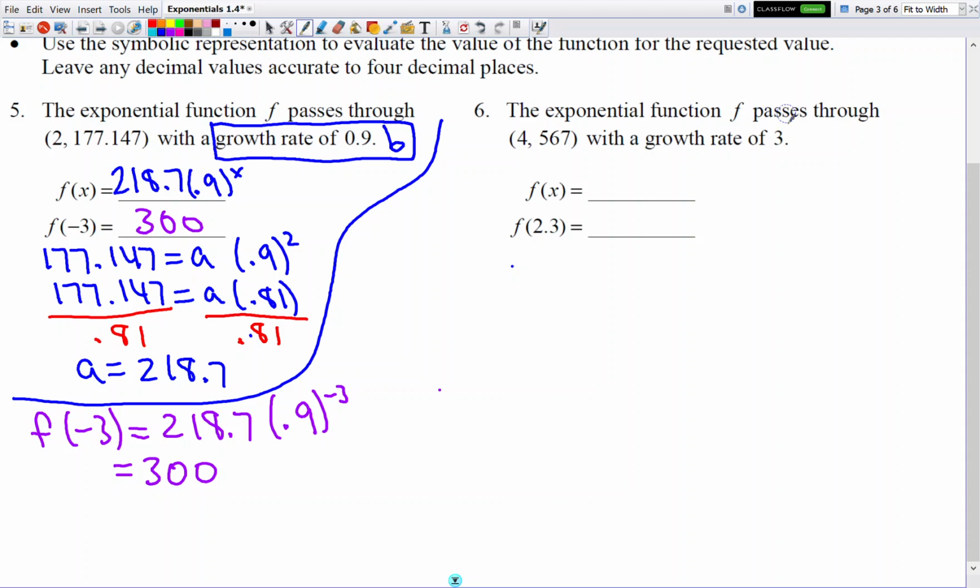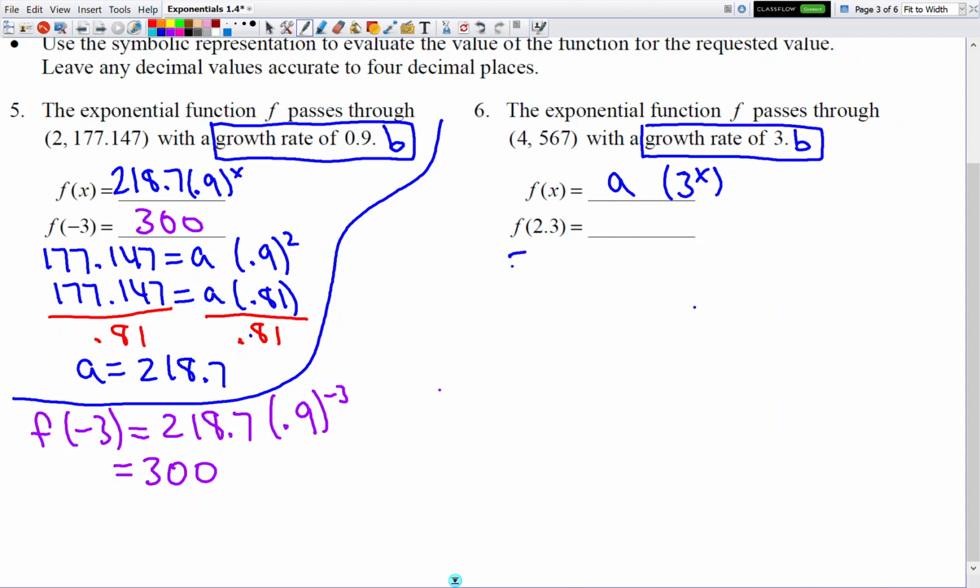Alright, so once again, they give us the b. It's right here. It's a nice number, 3. No promises that the other numbers are going to be nice, but at least this guy's nice. Okay, so we want to find the a again, like usual. This is my x, so I'm going to put a 4 right there. This is my y, or my f of x. I'm going to put that right there, 567.